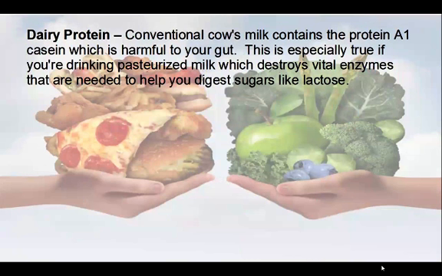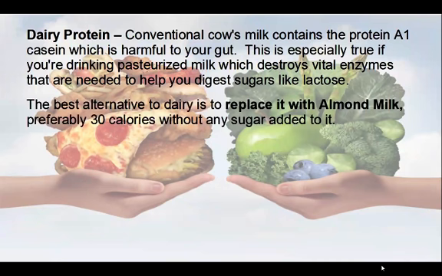Dairy protein. Conventional cow's milk contains the protein A1 casein, which is harmful to your gut. This is especially true if you're drinking pasteurized milk, which destroys vital enzymes that are needed to help you digest sugars like lactose. The best alternative to dairy is to replace it with almond milk, preferably 30 calories without any sugar added.